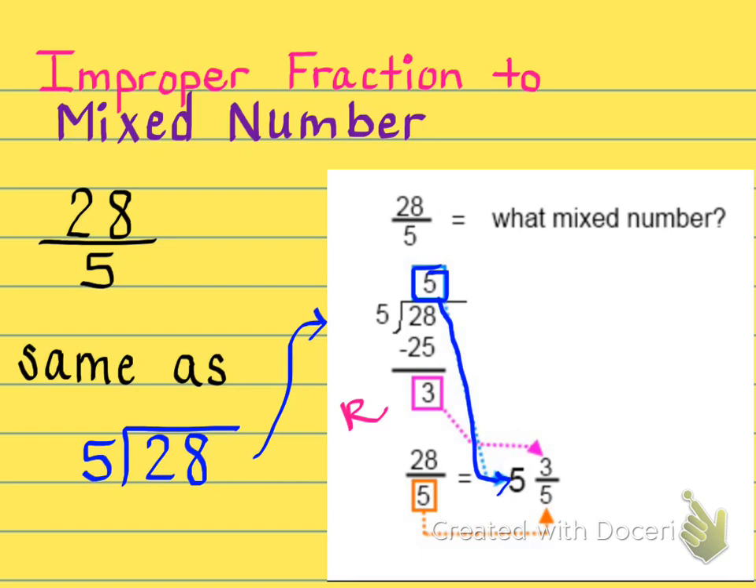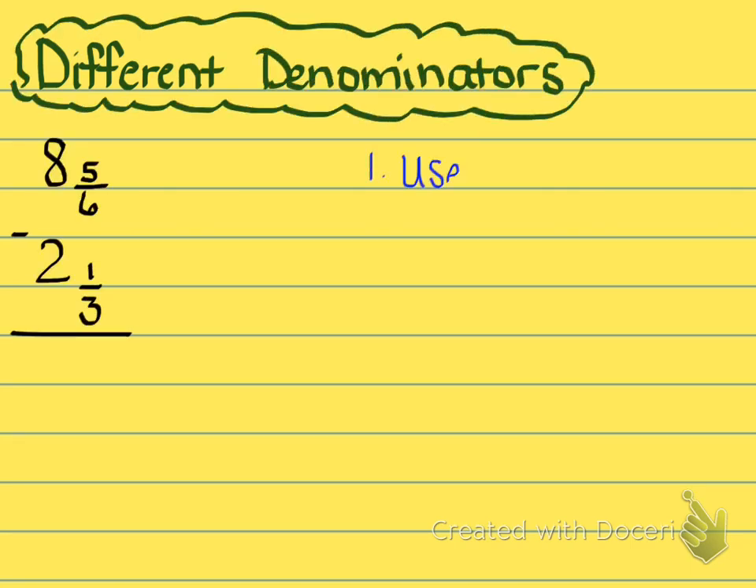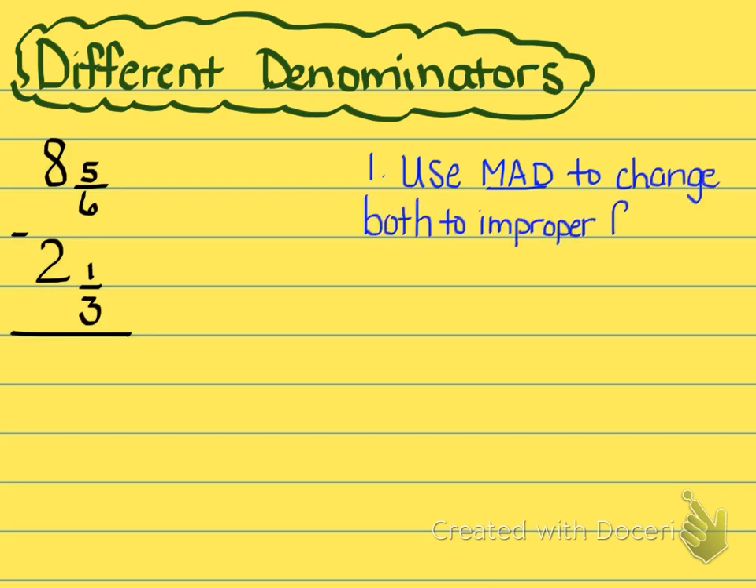Now the next screen that we're going to look at is going to give you some information about what you're going to do when the denominators are different. Now there are going to be 2 ways that I'm going to show you, and both are going to be important. You need to know how to do both. So at the top, or actually in the next space on your paper, you're going to write different denominators, and you're going to use the information that you have right here.